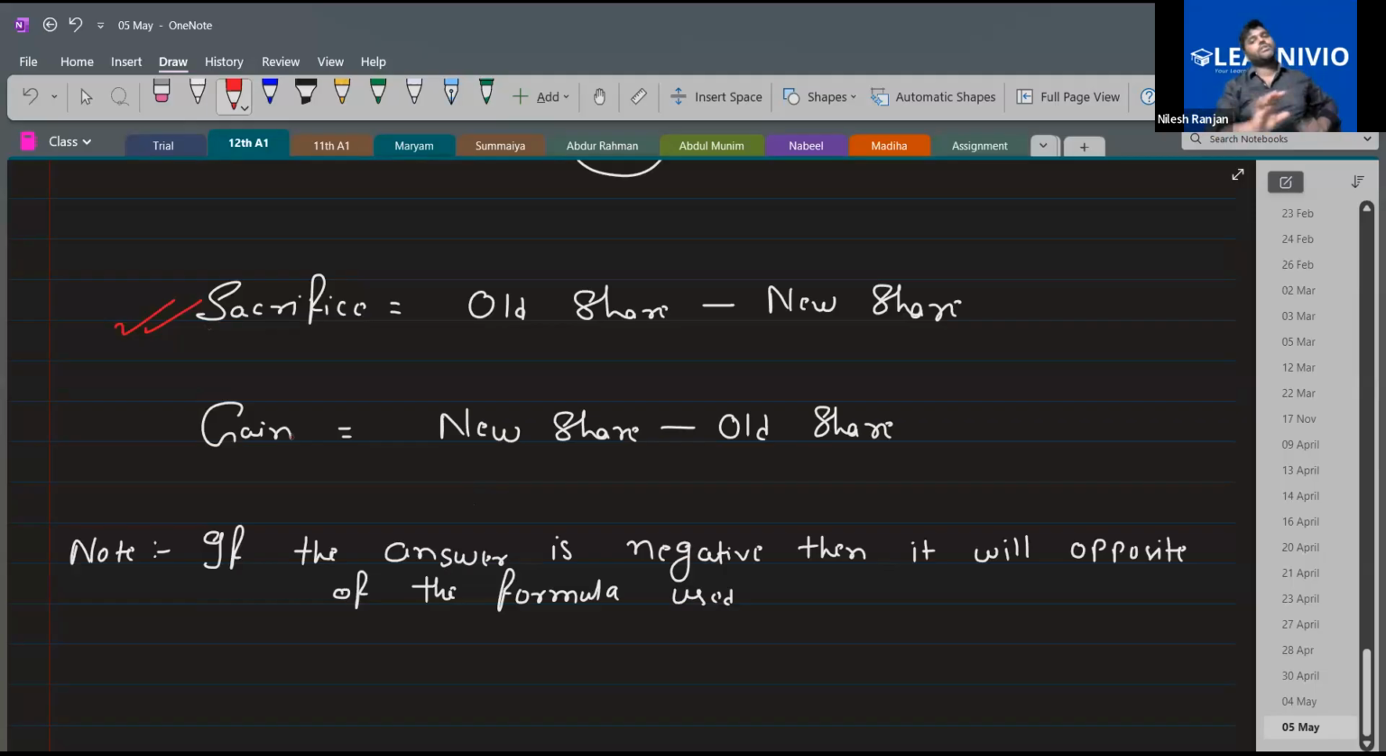So this is the first adjustment that we have to do in the books of the partnership firm when there is any change in the profit sharing ratio. Please write this, and we will discuss some portion of this in our next class.